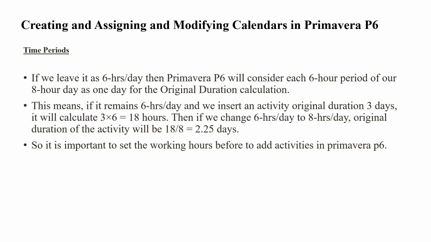Then this means if it remains 6 hours day, we insert an activity original duration 3 days, it will calculate 3 into 6, 18 hours. As can අපේ original program විදියට තියෙන්න ඕනේ 3 into 8, 24 hours. ඒ වුණාට Primavera මේ progress කරන්නේ 3 into 6, 18 hours. case එකේ time period ඇතුළේ 6 hours කියලා තියෙනවා.